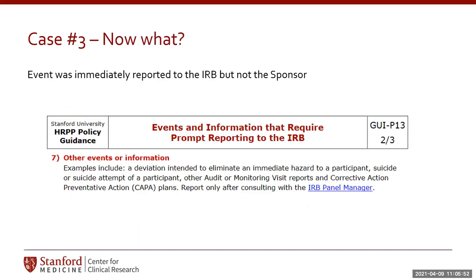So what do we put here? The event was immediately reported to the IRB, but not the sponsor. And the reason for this is because of Stanford guidance, and this guidance is shown here. So you report certain clinical events, and these include deviation, intent to eliminate immediate hazard to a participant, such as suicide or suicide attempt or participant or other monitoring visits, and a corrective action preventative action plan was implemented. The report only after consulting with your IRB panel manager.